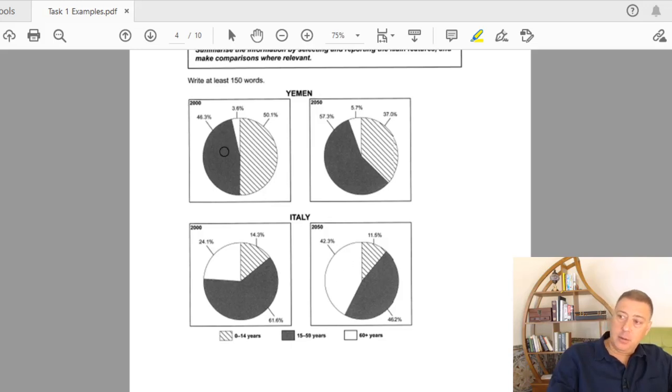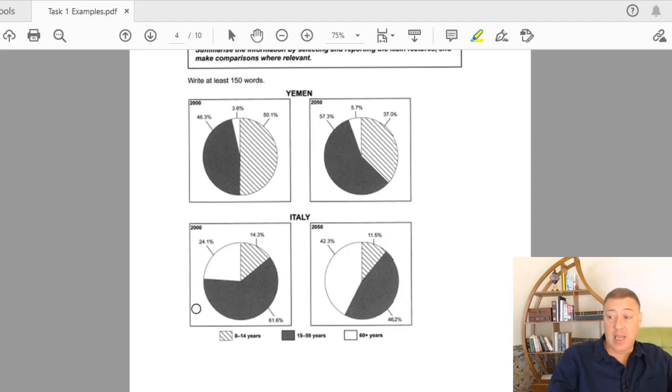So what's the main thing that's predicted to happen with Italy, and what's the main thing that's predicted to happen with Yemen? So if we look at Yemen, what increases and what decreases? So 60 plus years increases in Yemen. 15 to 59 years increases in Yemen. 0 to 14 decreases in Yemen. So in Yemen, it's predicted that the number of people aged 15 to 60 and 60 plus will increase, while the number of 0 to 14-year-olds will decrease.